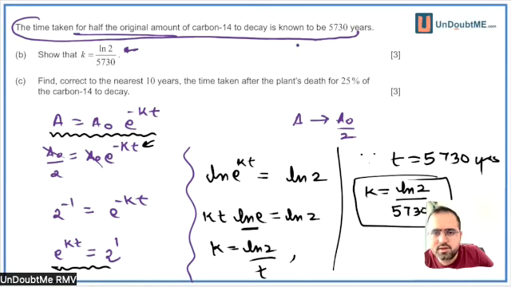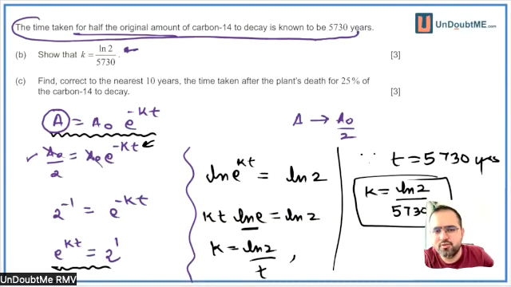Like, half will be left. If you have 1 cup of tea and you drink half of it, how much will be left? Half. Okay, so this A is the amount of carbon left. If half has decayed, the amount of carbon left will be A naught by 2, half of the original amount. The original amount was A naught, so that's why I have written A naught by 2.